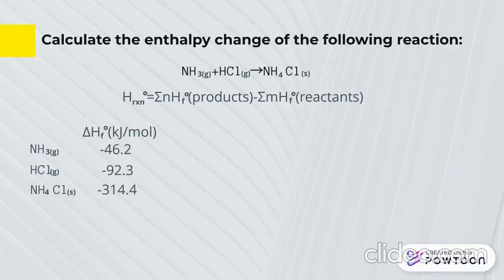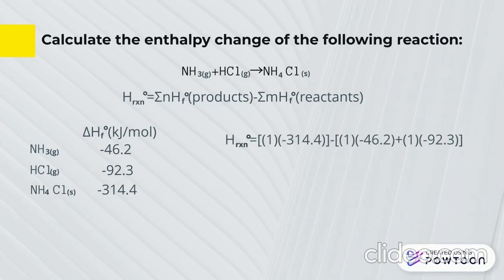For the product side, we have 1 mole of ammonium chloride and the enthalpy of formation value of ammonium chloride, which is negative 314.4. And on the reactant side, we have 1 mole of ammonia multiplied by the enthalpy of formation value for ammonia, which is negative 46.2, plus 1 mole of HCl gas multiplied by its enthalpy of formation value, which is negative 92.3.